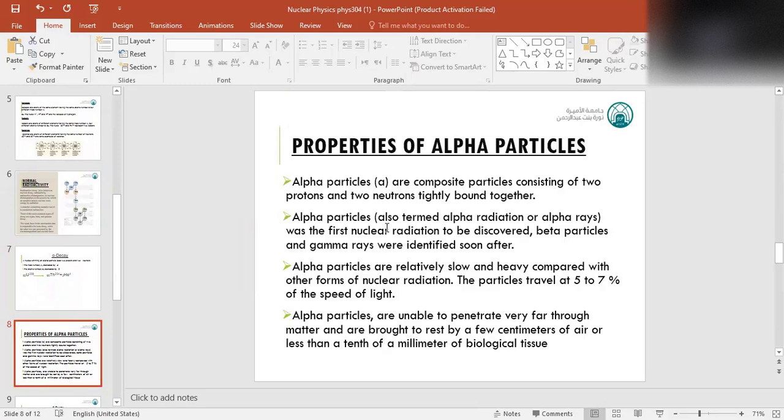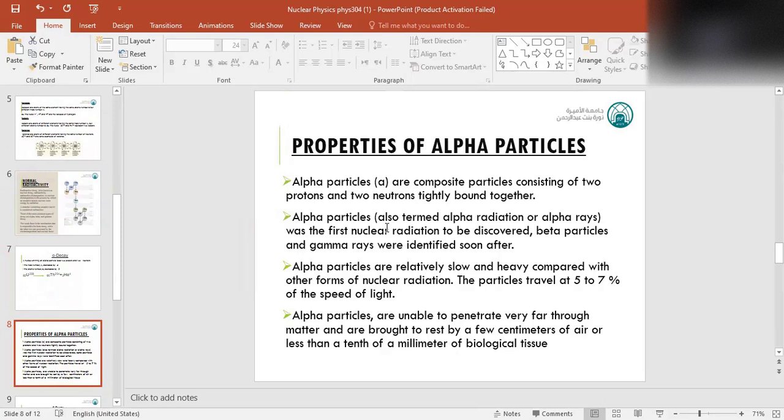The properties of alpha particles. The alpha particles are composite. An alpha particle consists of 2 protons and 2 neutrons. Alpha particle was the first nuclear radiation to be discovered. Beta particle and gamma rays were identified soon after.